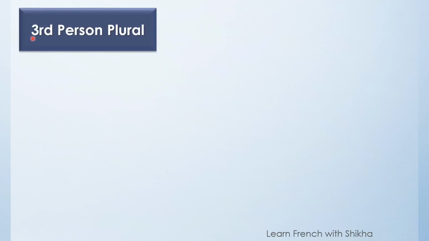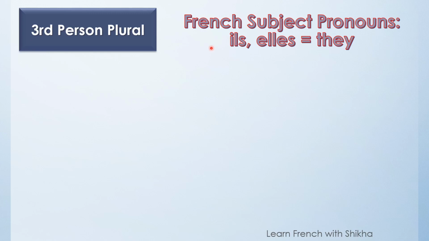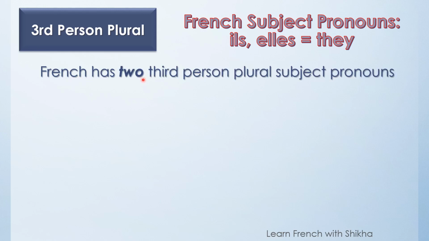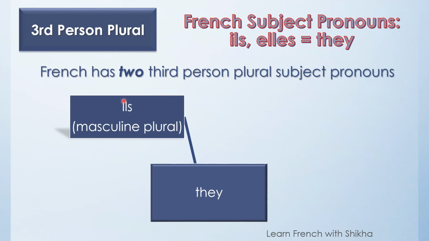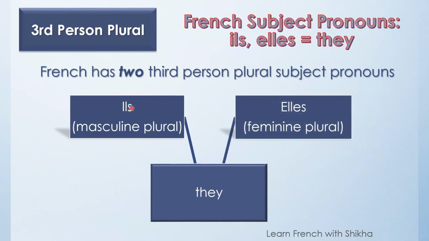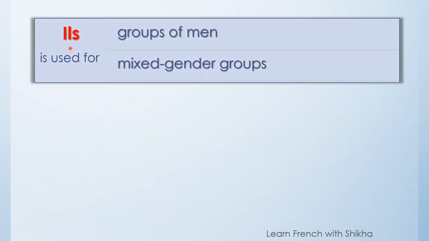Next, third person plural. French subject pronouns are ils and elles, which mean they. French has two third person plural subject pronouns, so they means ils and elles both. Ils is used for masculine plural and elles is used for feminine plural. We are first going to discuss ils. Ils is used for groups of men or mixed gender groups.